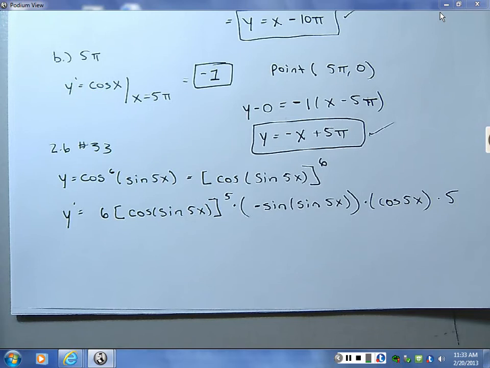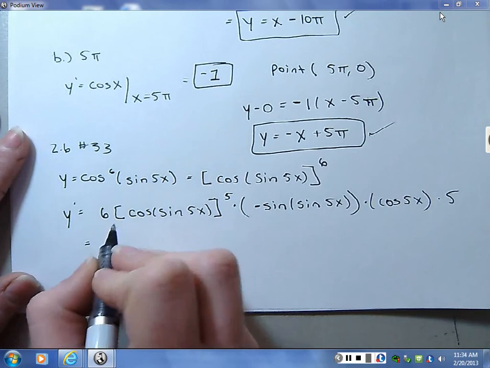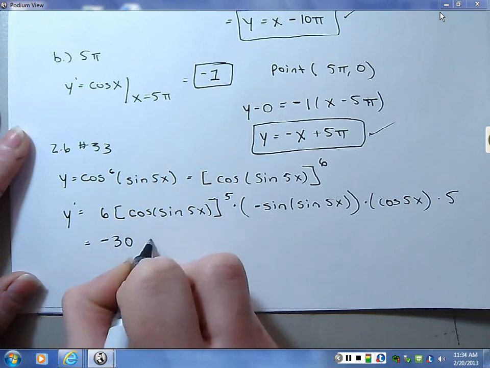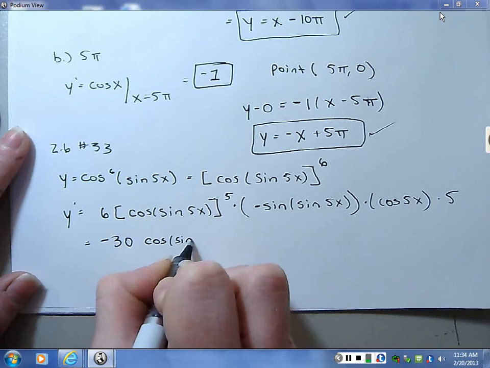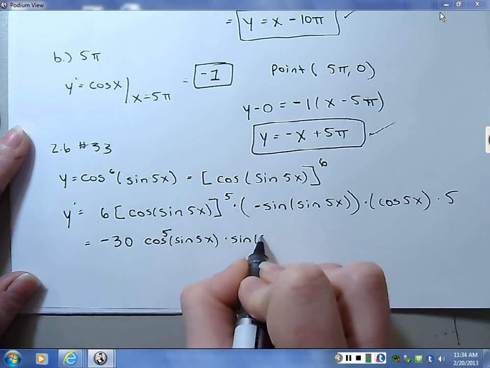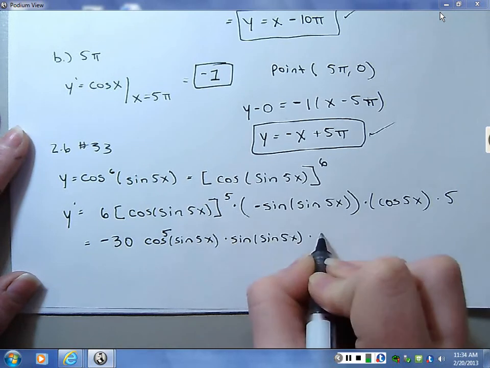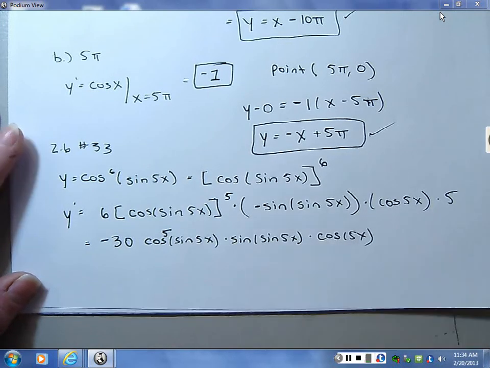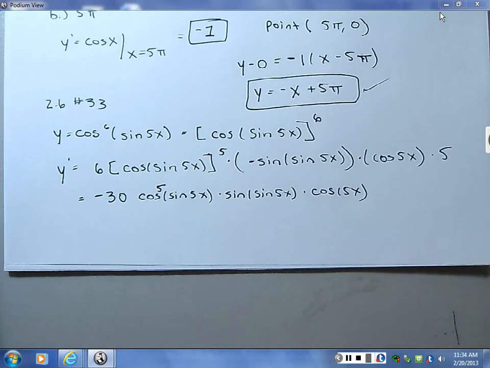So Wiley will accept this. If you do this on an exam, I would prefer you multiply your constants out and put them out front, and then also put the negative out front so I know that you understand it's all being multiplied and it's not this times this. So I would prefer to see it as minus 30, and then you can say cosine of sine of 5x. You could even write the 5 here, times sine of 5x times cosine of 5x again. Wiley will accept the above, though.